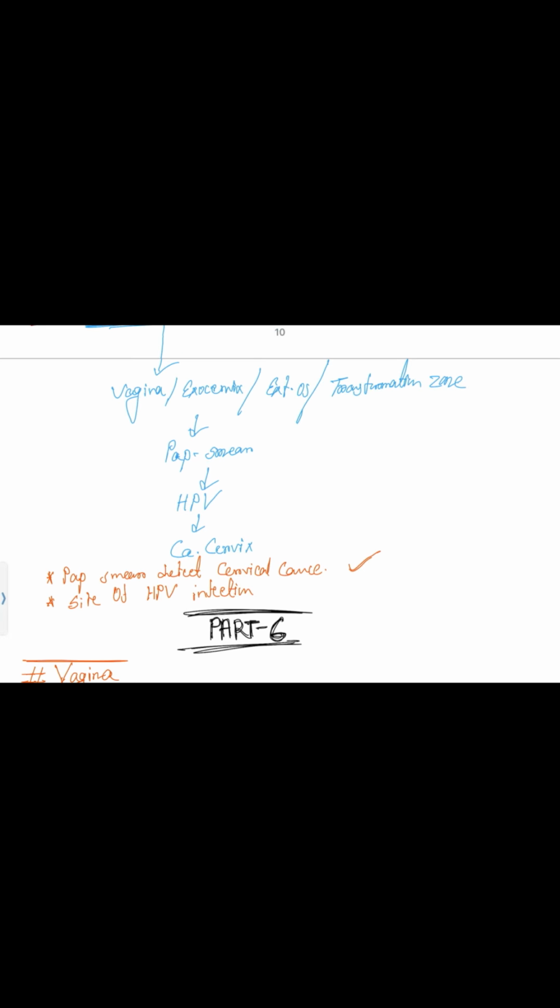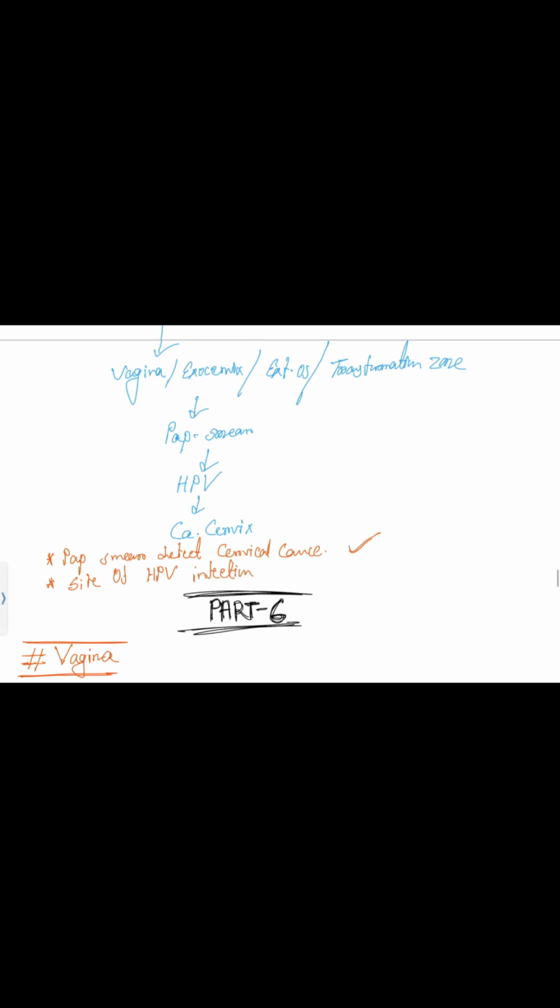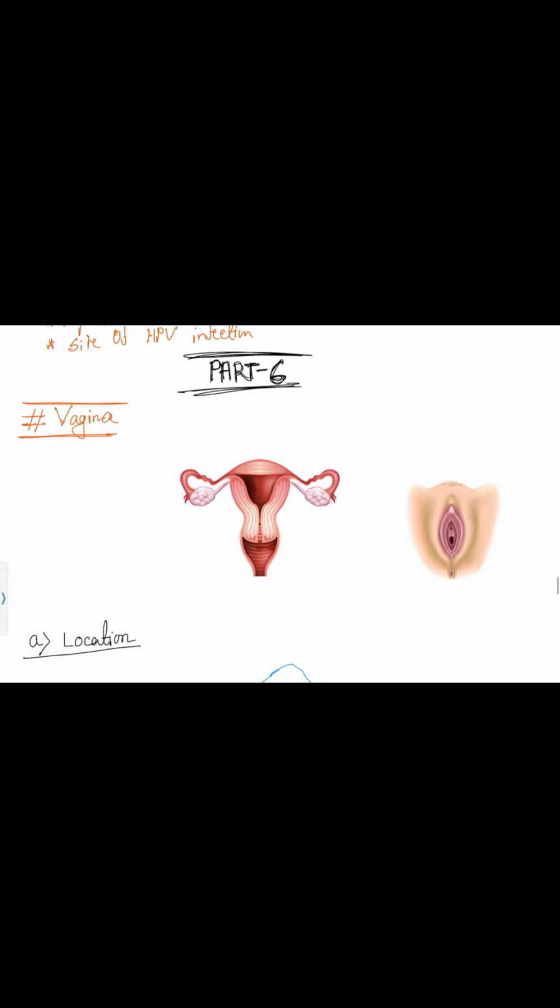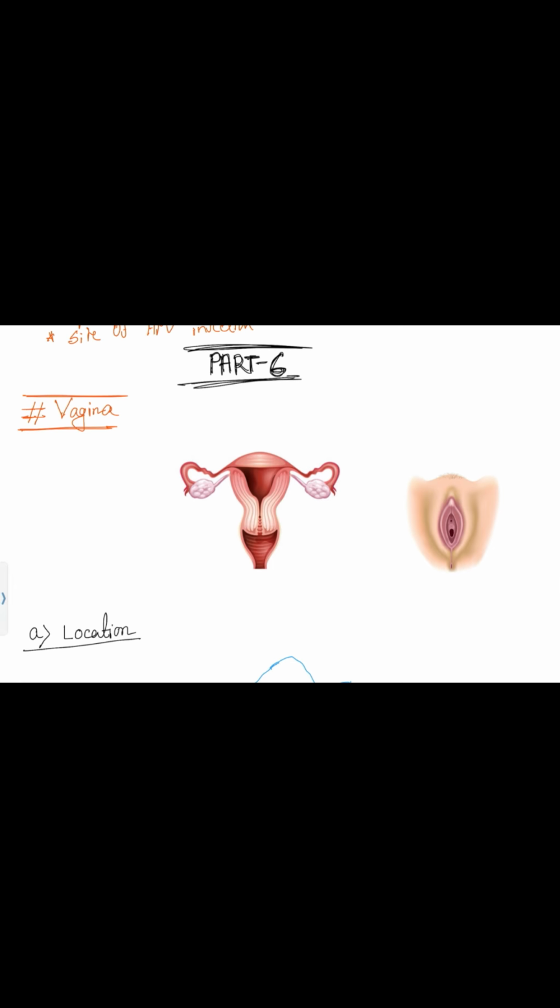Up to this much we have discussed. Now our topic of discussion today will be the last part of the internal genital organs, and most probably we will finish the anatomy of the female reproductive system. Here is your part 6, where we will discuss in detail the vagina.